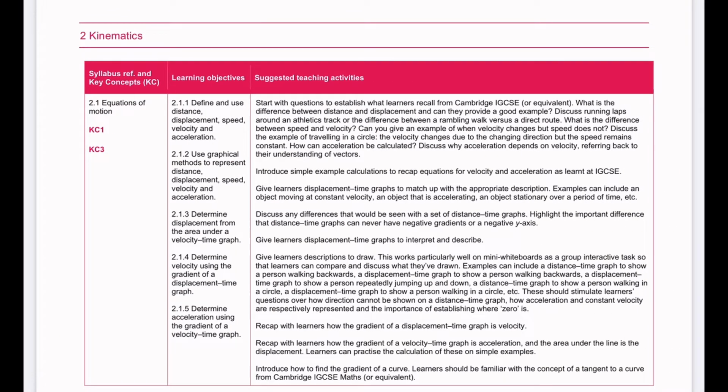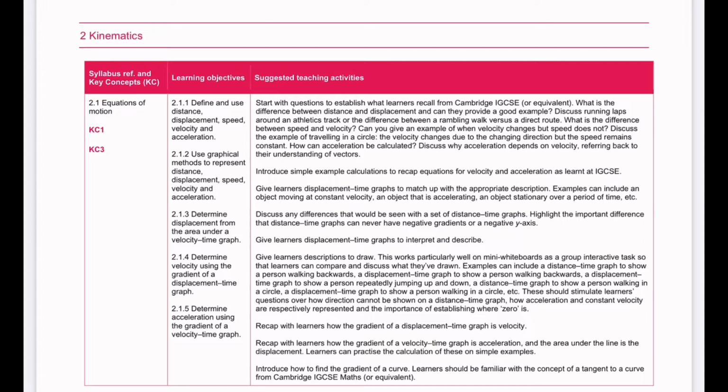Next we have kinematics. The key concept: 2.1, equations of motion. The learning objectives: 2.1.1, define and use distance, displacement, speed, velocity, and acceleration. 2.1.2, use graphical methods to represent distance, displacement, speed, velocity, and acceleration. 2.1.3, determine displacement from the area under the velocity time graph.